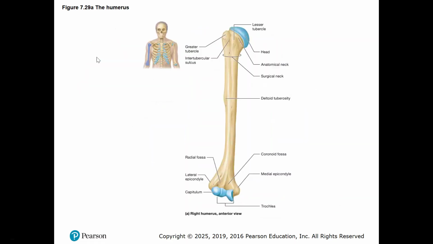Let's look at the anterior view here, the front view. You have the humeral head. You have the greater tubercle here of the humerus, separated by a lesser tubercle. You have the deltoid tuberosity here, which, as its name implies, is the attachment point for the deltoid muscle.